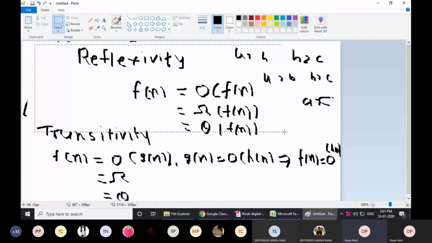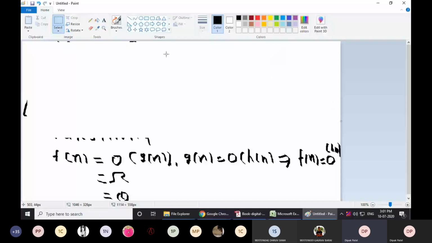Now the symmetric property. If A is equal to B, then B has to be equal to A. Then it is considered symmetric. So out of these three notations, big O, omega, and theta, which one is symmetric? Symmetricity says that equal to is symmetric. See, if A is related with B, then B has to be related with A. So that is considered symmetry. No, sir, I don't think so. So theta notation is symmetric.